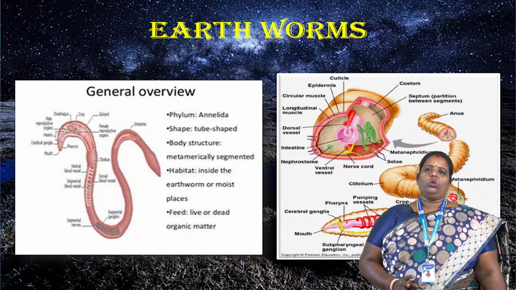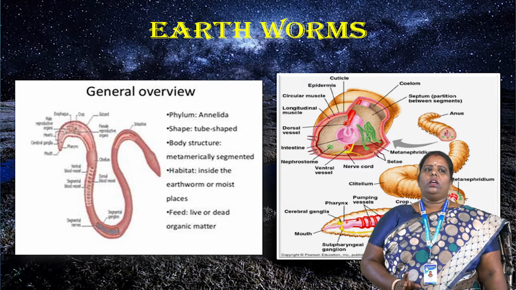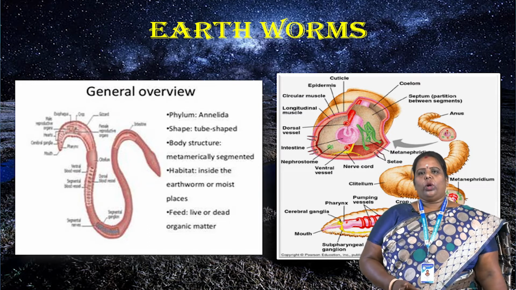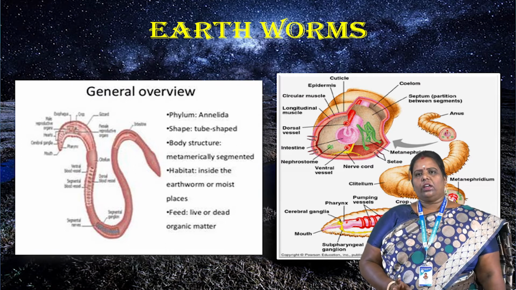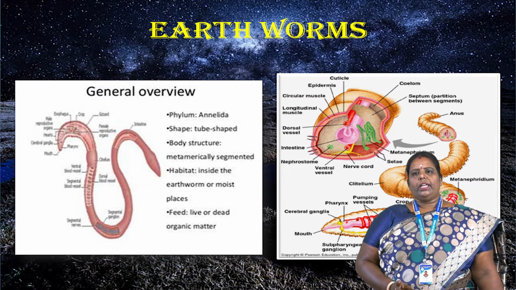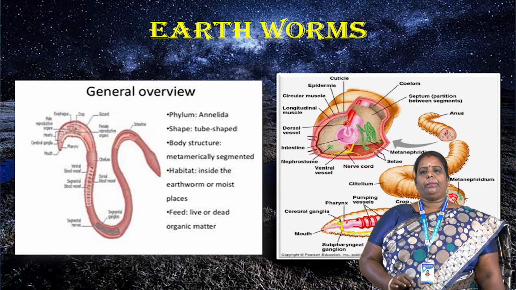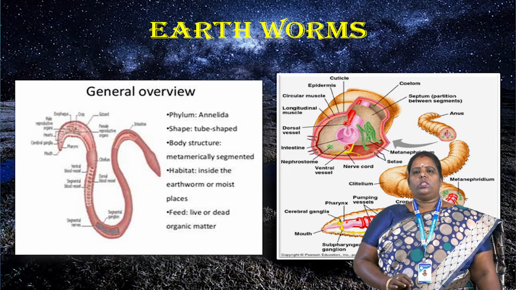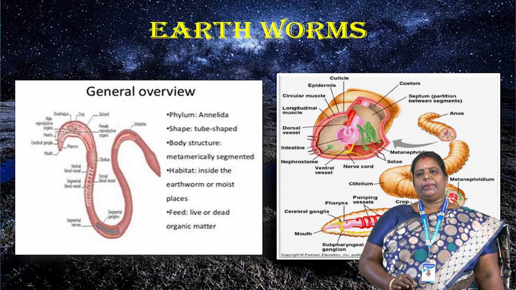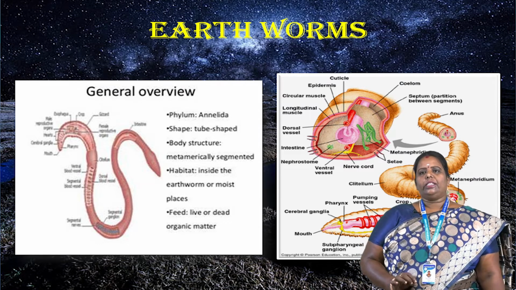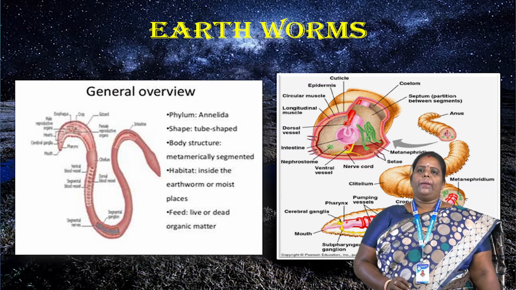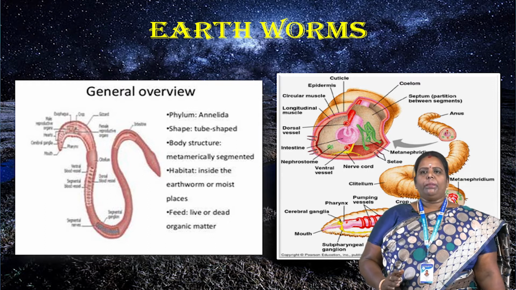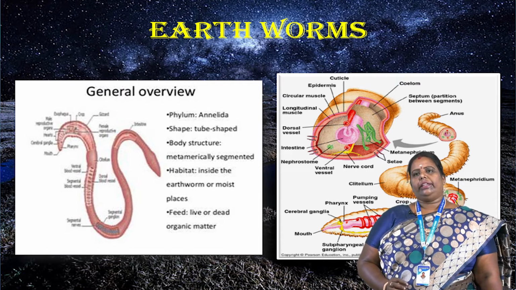Next, we have to know the general overview of the earthworm, which means the head region, body region and anus region. Already I told you the phylum is Annelida, and the earthworm's shape is a tube-like structure, that is, tube shaped. One of its peculiar characters is a metamerically segmented body, which means the body is divided into many segments.